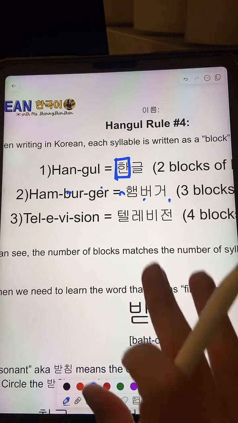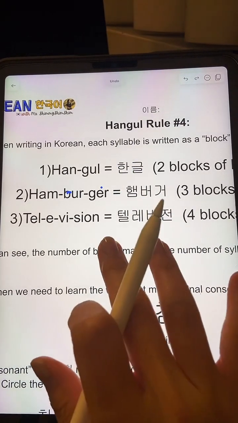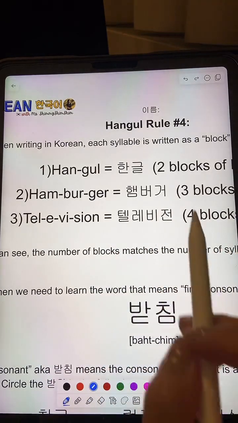Hamburger. Oh, I figured out something new. If I double click, it erases. Wow, I didn't know that.